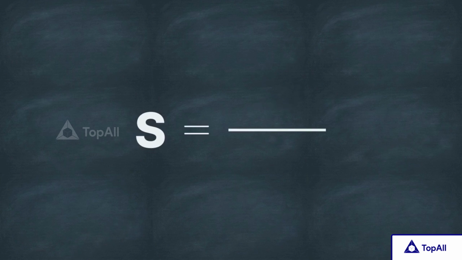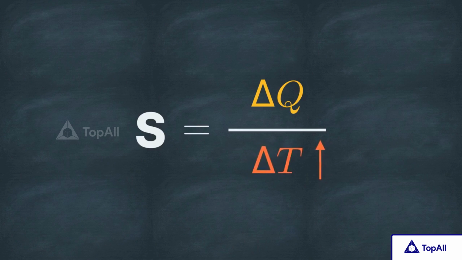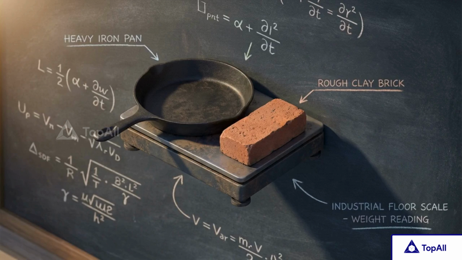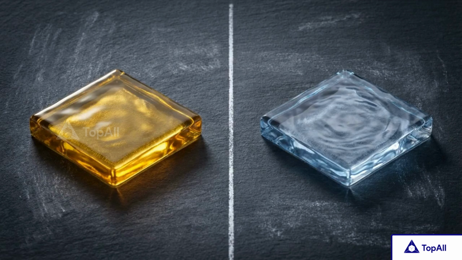We start with heat capacity, represented by a capital S. This equals the amount of heat supplied to a substance, delta Q, divided by the resulting change in its temperature, delta T. But there is a glaring limitation here. This equation only measures a specific intact object as a whole, like a whole frying pan or a whole brick. It does not help us compare the underlying materials themselves, like our water and our oil.